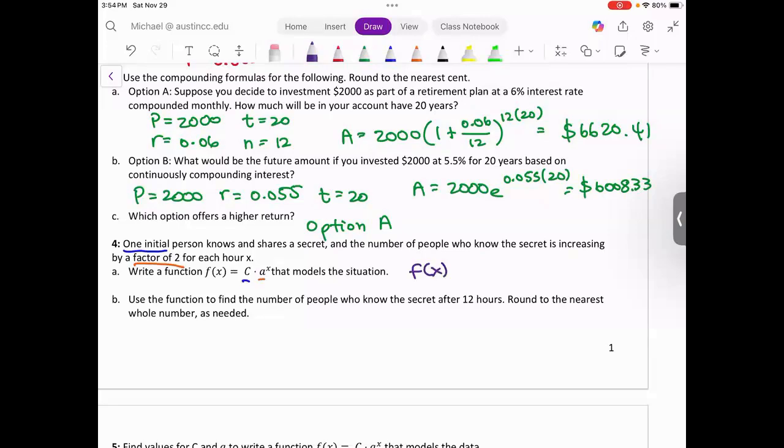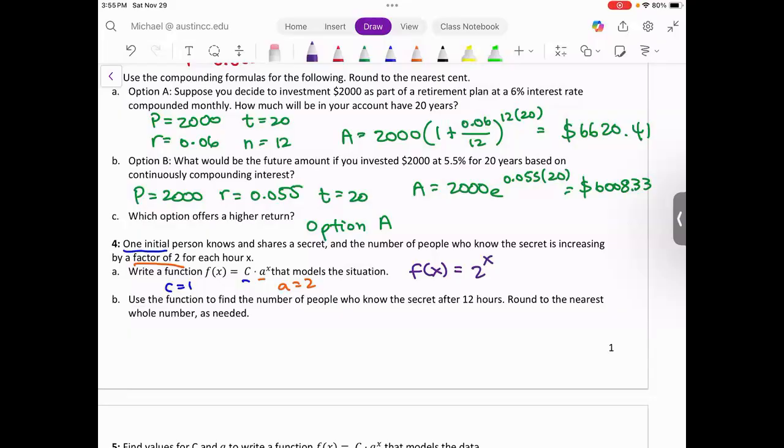So that we can just write our function. Our C here is 1 and our A is 2. Since our C is 1, we'll just leave that out. We'll just write our A, which is 2, and leave it with the x. So now we have an exponential function that models the situation.